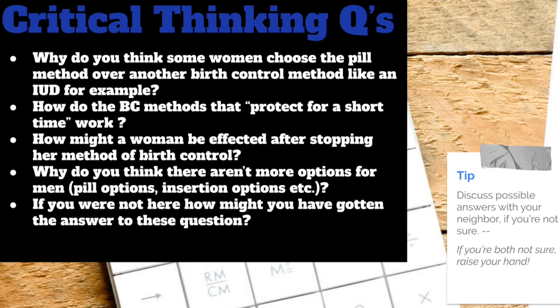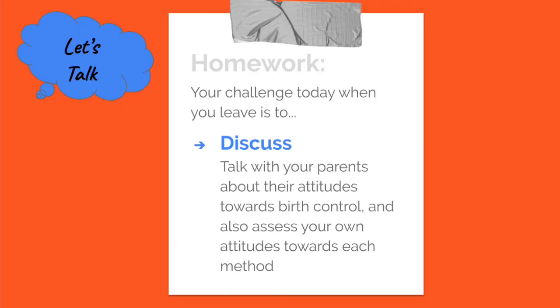Now, I want you to discuss with your neighbors what you think some of the possible answers to these questions are. If you're both not sure, or you just have a general question, raise your hand for some help. Your challenge and homework for when you leave class today is to go home and talk with your parents about their attitudes towards birth control, and think about what you think your own attitudes towards each method are.